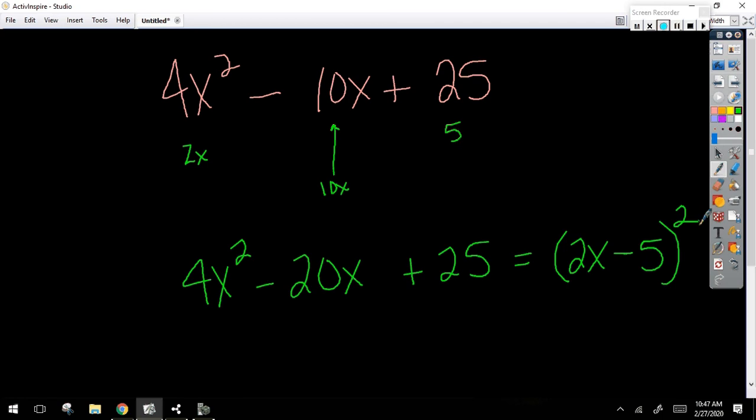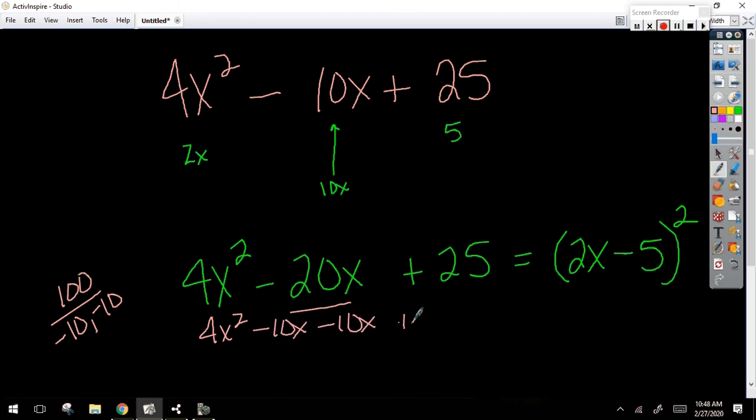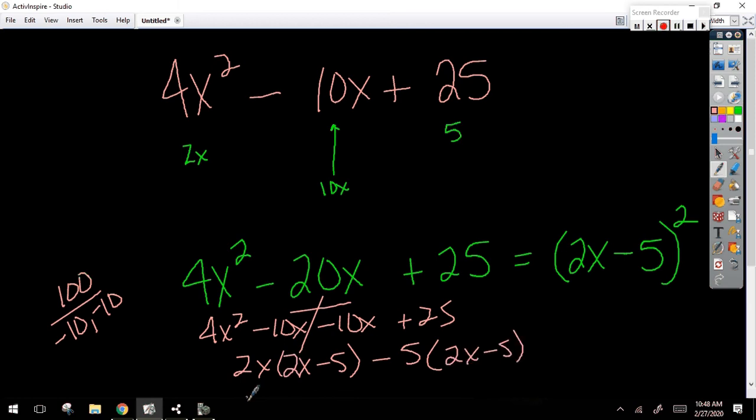How would we get that if we didn't do it this way? If you multiplied A and C, what multiplies to 100 but adds to negative 20? Negative 10 and negative 10. So then you'd have 4x squared minus 10x minus 10x plus 25, 2x times x minus 5. So you get the same thing. You get 2x minus 5, 2x minus 5.